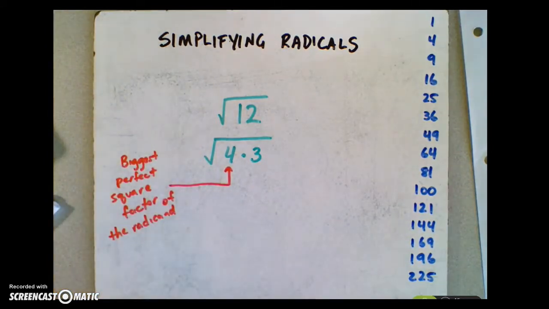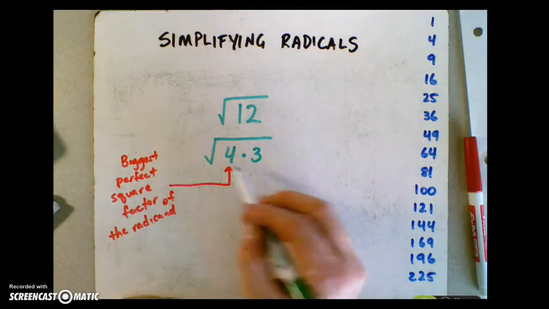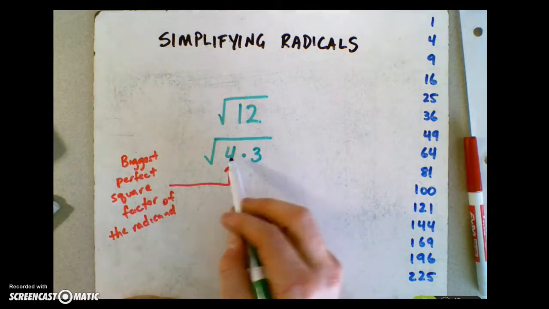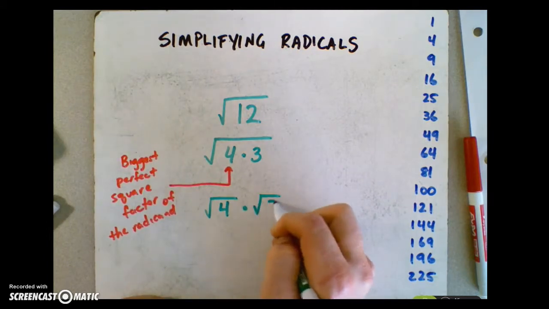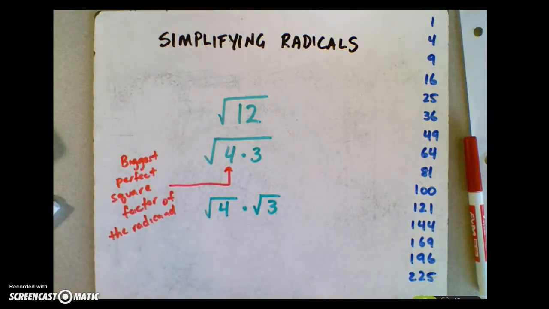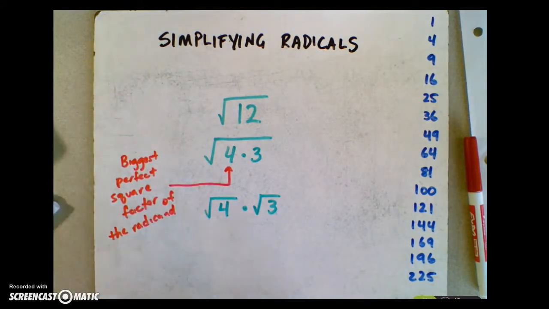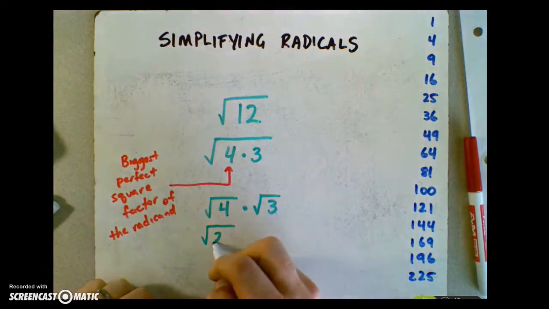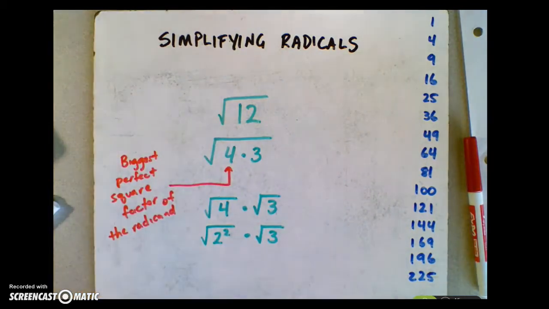If it's not a perfect square, then you're not going to get very far. And if it's not the biggest perfect square, then you're going to have to repeat this process. So we want the biggest perfect square factor of 12, which is 4. Now, with radicals, if I've got two numbers being multiplied, I can rewrite that as radical 4 times radical 3. So this is my process. I'm going to rewrite 4, because 4 is a perfect square, as 2 squared, and the radical 3 just comes along for the ride here.